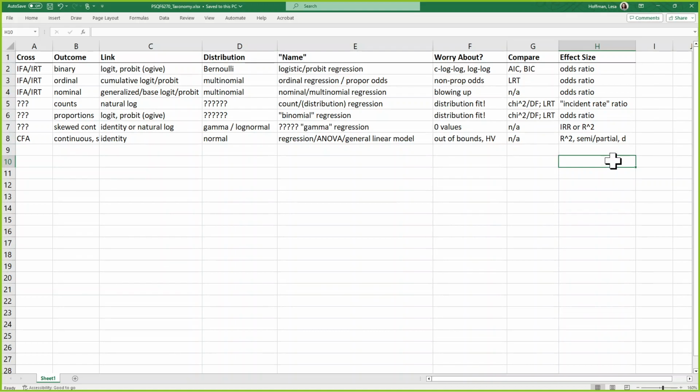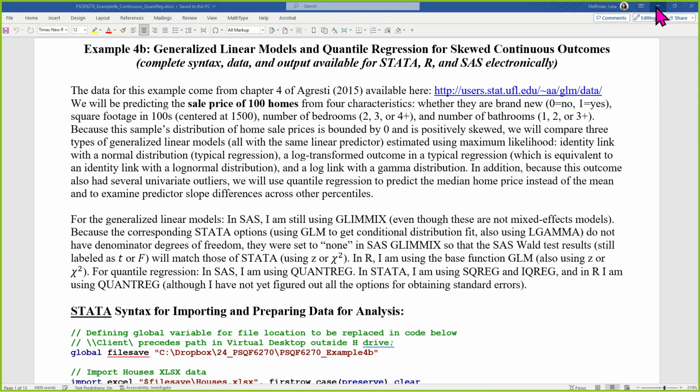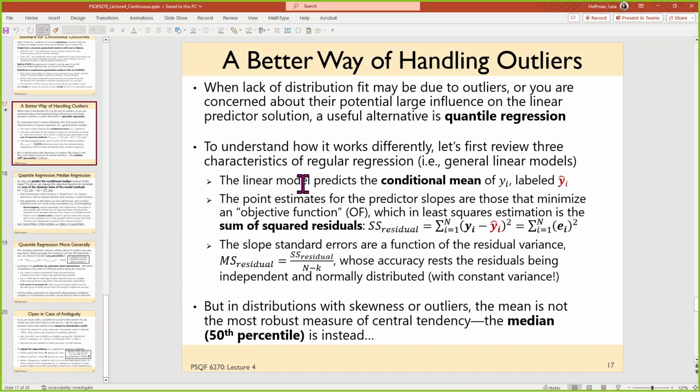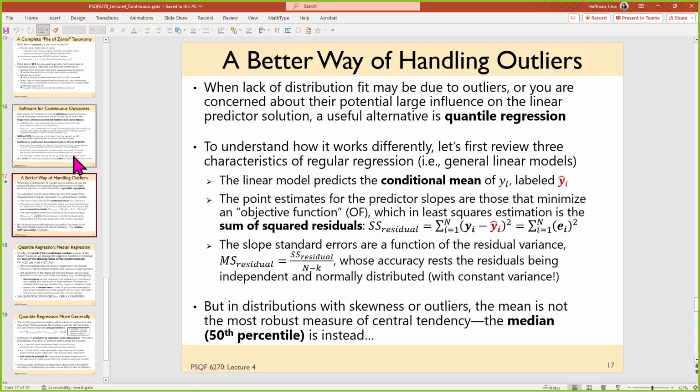All right. Then I'll leave that here. I wanted to talk about something else to add to your toolkit, quantile regression, as foreshadowed last time. Slide 17.